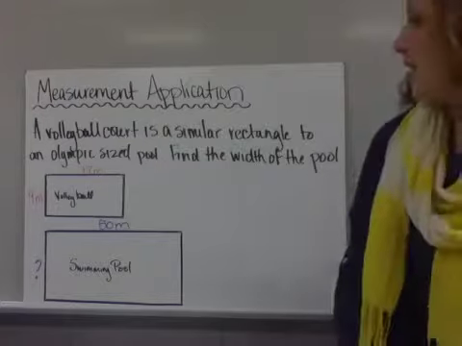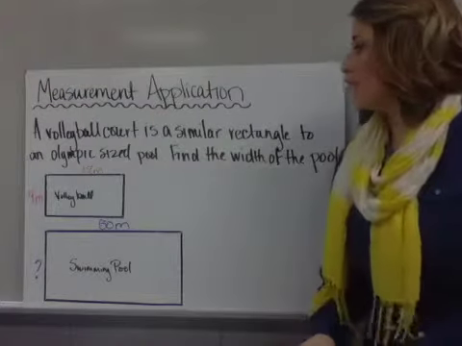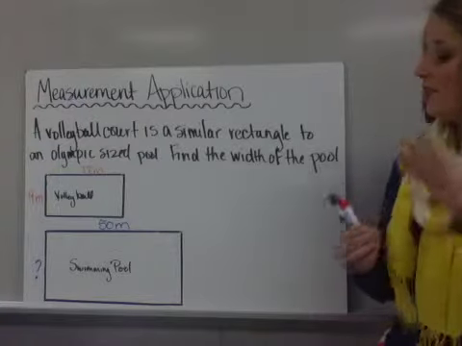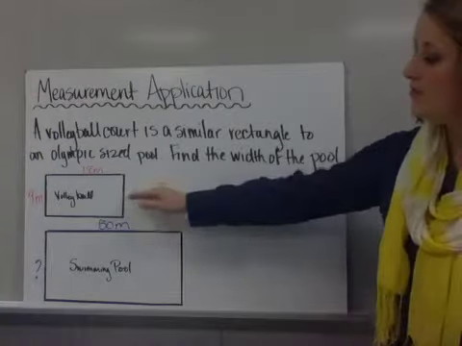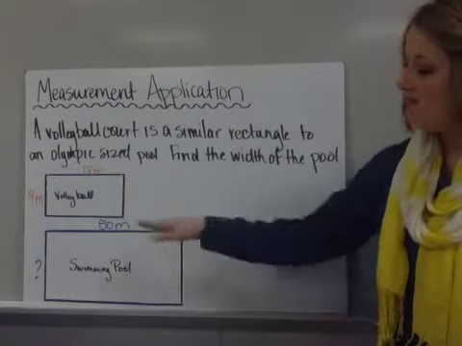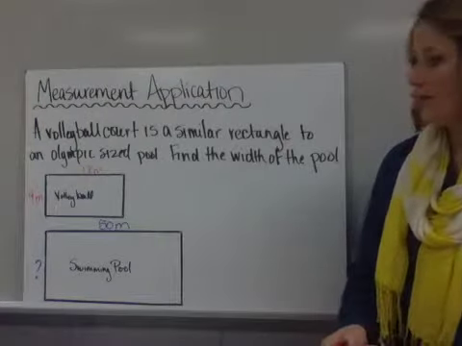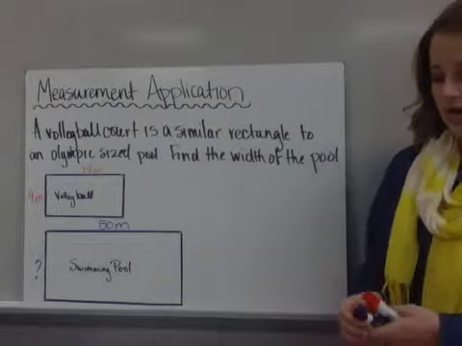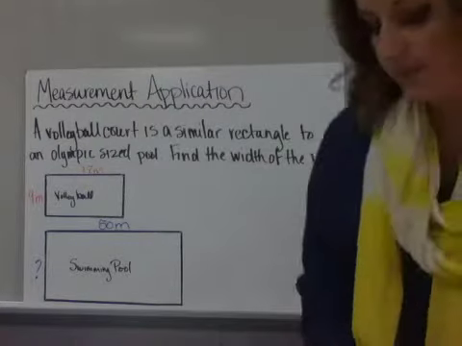A measurement application could be this. A volleyball court is a similar rectangle to an Olympic-sized pool. Find the width of the pool. So the smaller one, the top one, is the volleyball court, and the bottom one, the larger one, is the swimming pool. And I have the measurements of those rectangles. So as we did in the previous board, we're going to write a proportion in order to solve this.